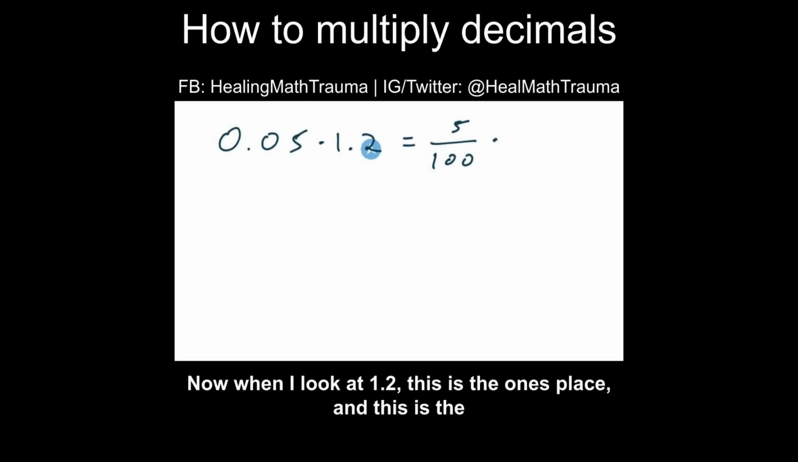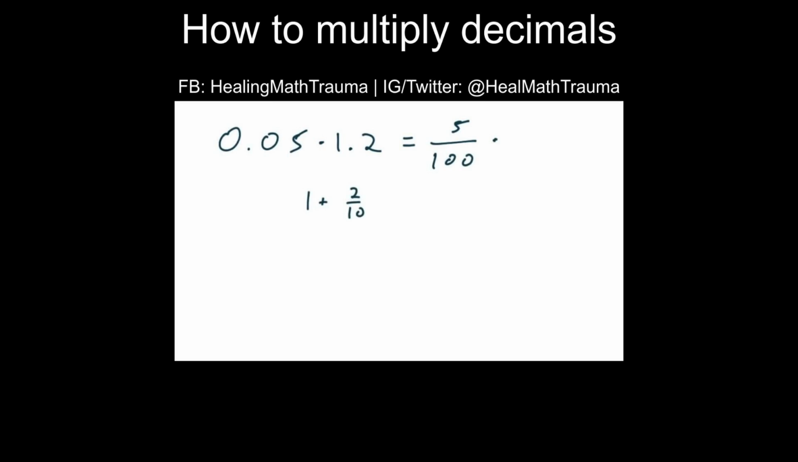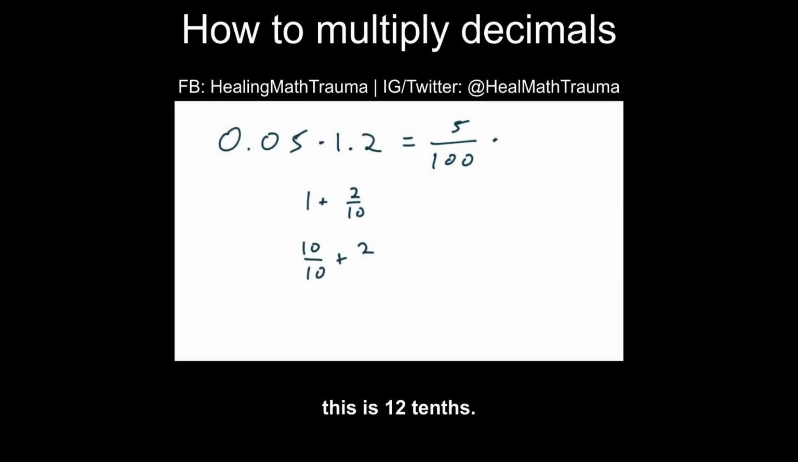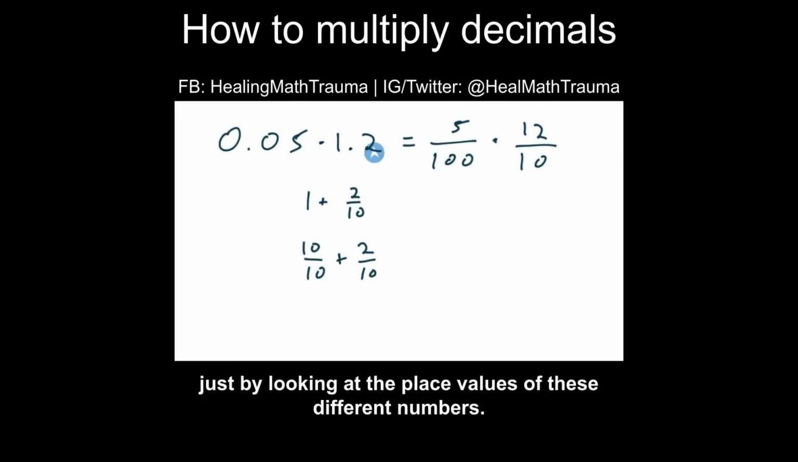Now when I look at 1.2, this is the ones place and this is the tenths place. And so 1.2 is 1 whole and 2 tenths. Well, 1 whole is the same as 10 tenths, and so altogether, this is 12 tenths. So 0.05 times 1.2 is the same thing as 5 hundredths times 12 tenths. And I can see that just by looking at the place values of these different numbers.